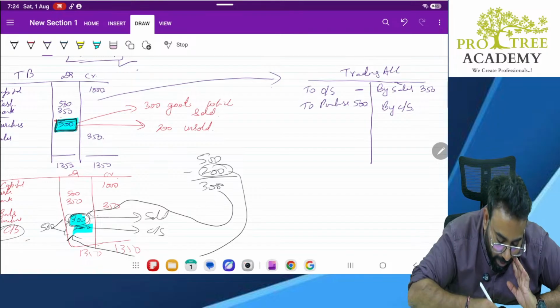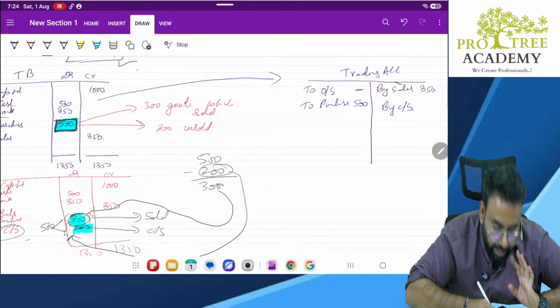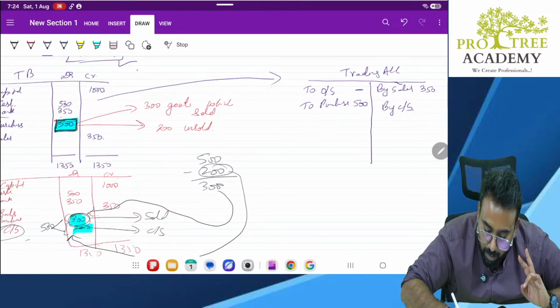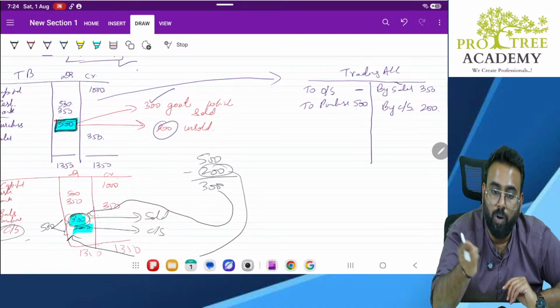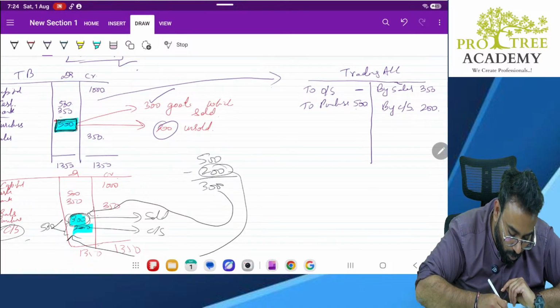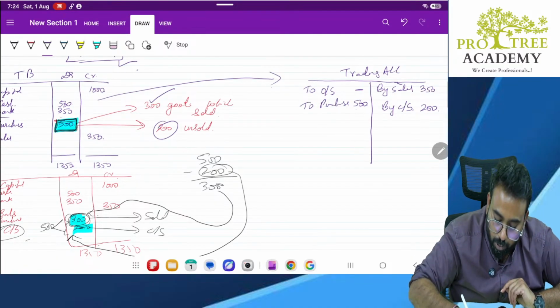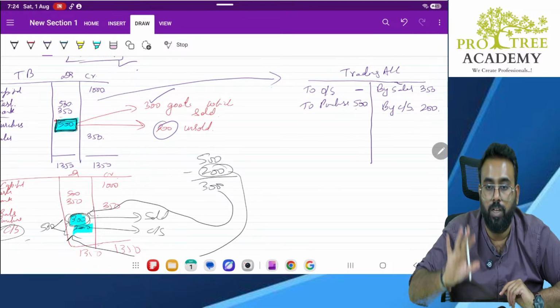Out of this 500, how much have you sold? 300. How much is remaining? 200. That will come as closing stock. Sir, only in trial balance you will show 500 as purchases, but when it comes to trading account you will have to show the closing stock.